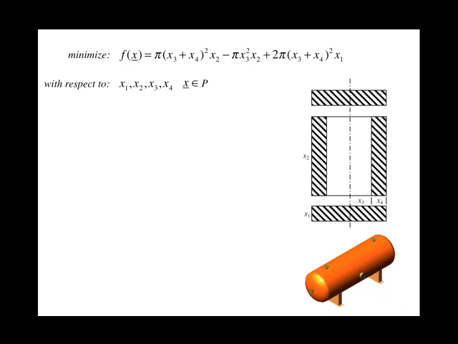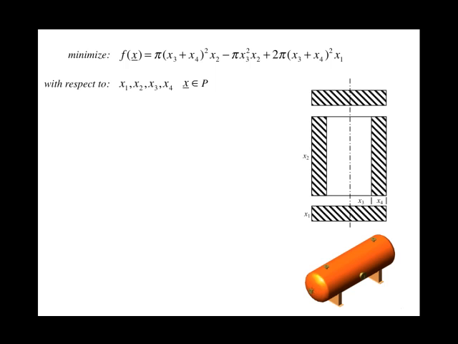Now, the material volume is this function here, f of x, and it looks really messy and complicated, but that is just describing the material volume based on these 4 dimensions. And we want to minimize that with respect to all the x's. Now this here that says x's belongs to p, this just means that it has to be positive values. You cannot have a negative dimension.